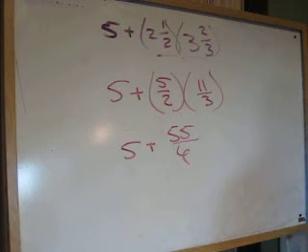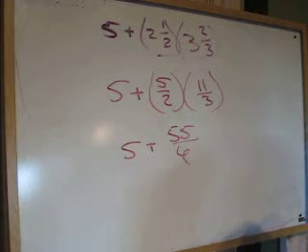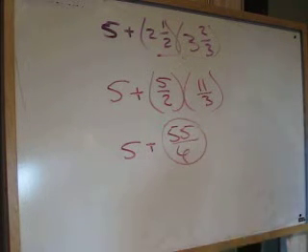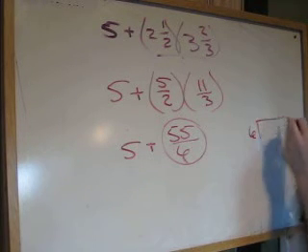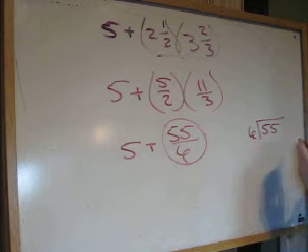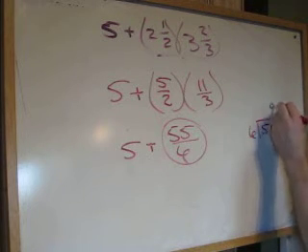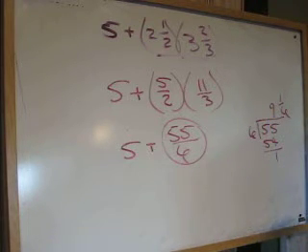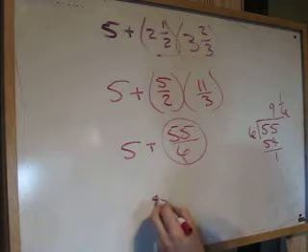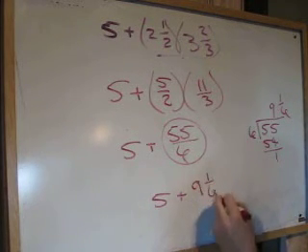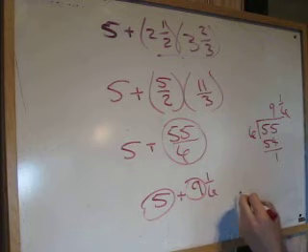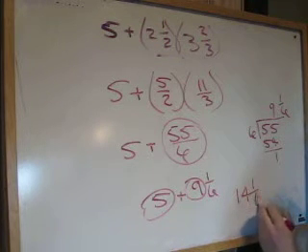Okay, so we have 5 plus our 55 over 6. And when you simplify those, first of all we have to change this into a mixed number. So 6 goes into 55, 9 times, 54, 1/6. So we have 9 and 1/6 there. So we can take our 5 plus 9 and 1/6, and remember we can add our whole parts together and we get 14 and 1/6.